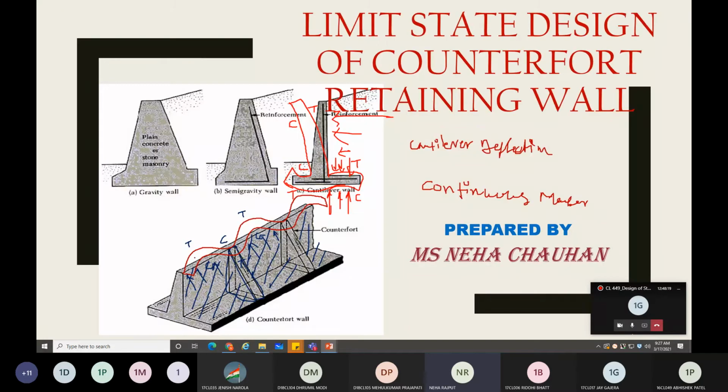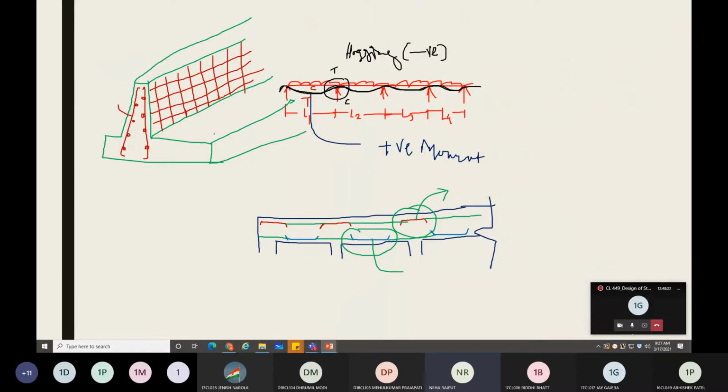Whereas in the counterfort retaining wall, the main reinforcement is the horizontal reinforcement. The main reinforcement you provide in a horizontal way, because if I place this figure vertically, suppose this is the plan view of your stem part.